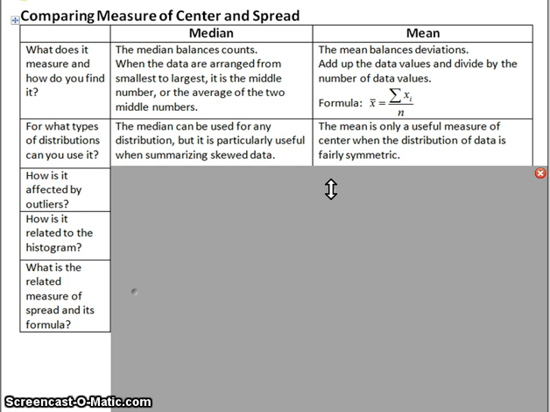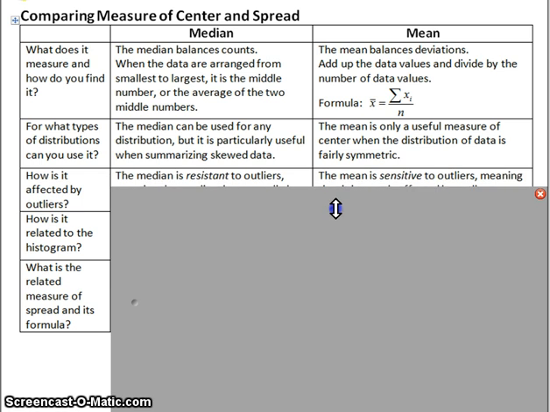The mean is a useful measure only when the distribution of data is fairly symmetric. Otherwise, the mean doesn't represent the true middle. How are the mean and median affected by outliers?